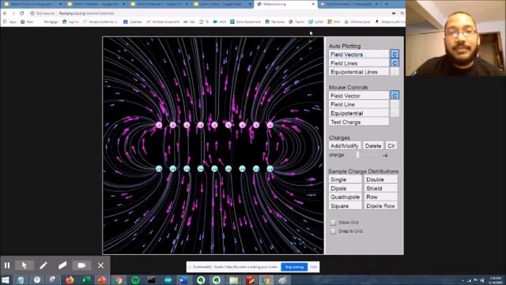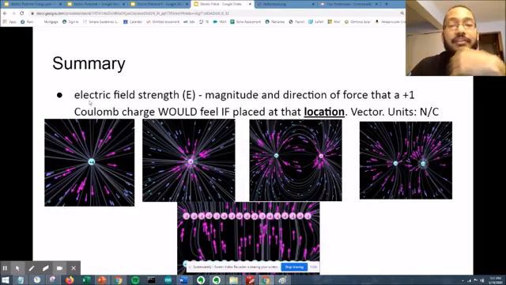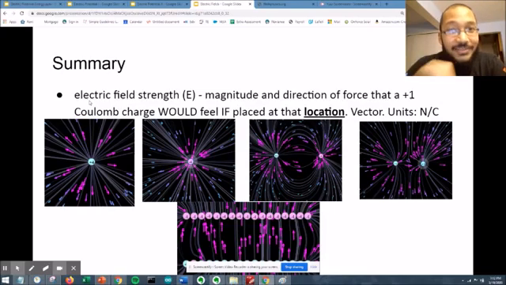And those are the basic charge configurations that you need to know, and the field line representations and the field vectors. I invite you to play around with the website. In summary, the electric field strength is what a positive test charge would feel if it's at that location. Key idea though, there is no actual test charge there. You're just imagining it. And those are the common representations.